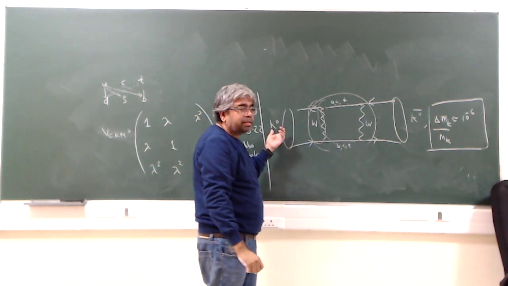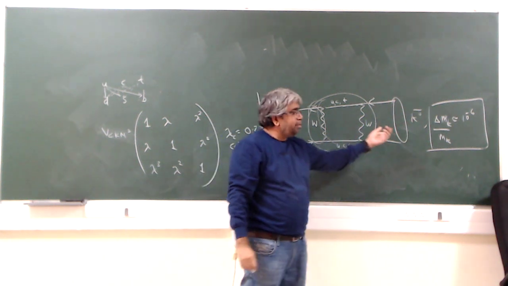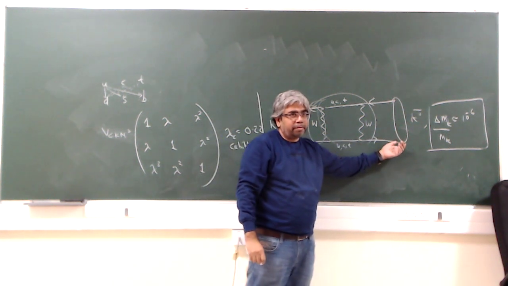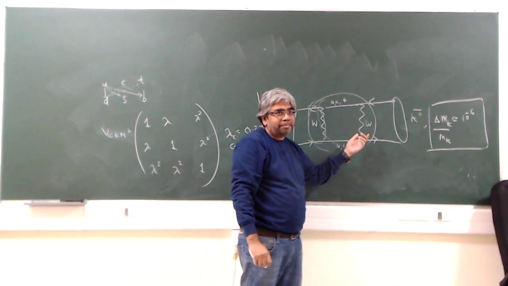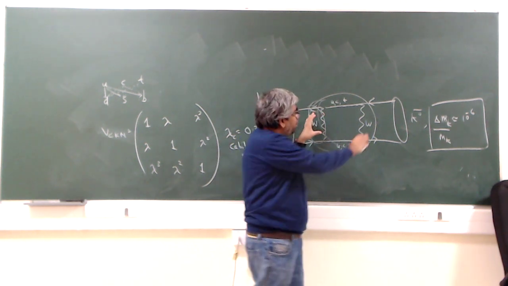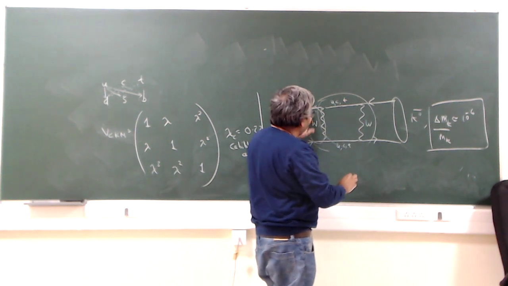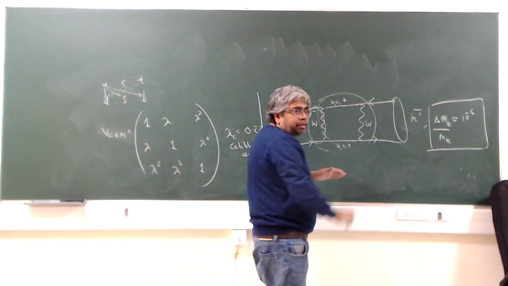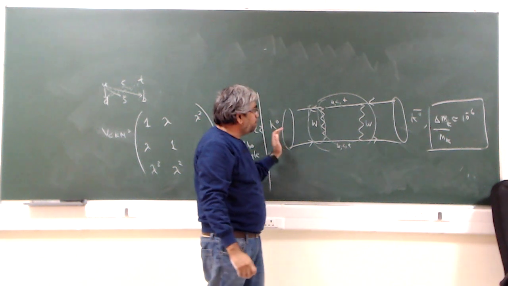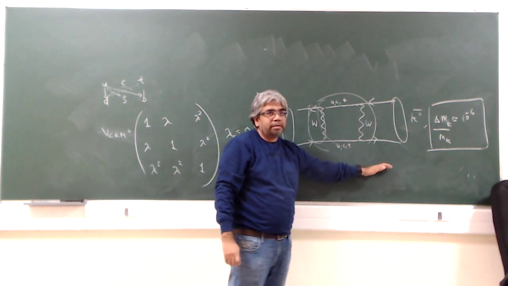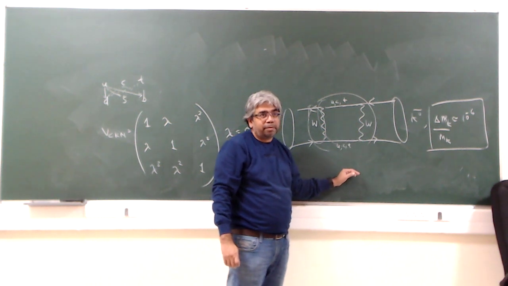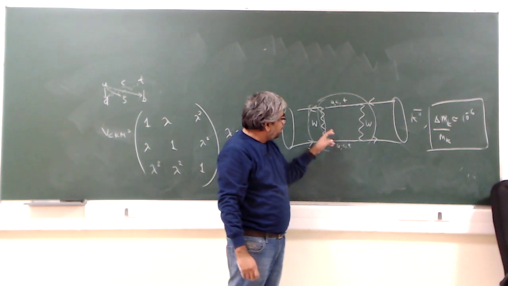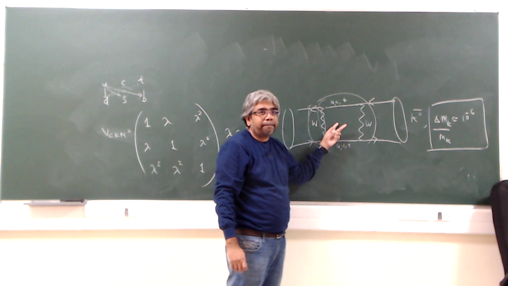Because at the end of the day, this is a K0 neutral particle. This is another neutral particle. So you can write currents in terms of two neutral currents. And if you condense the entire bubble, it's like a K0 wave function going to anti-K0 wave function through some interaction. And this interaction looks like a neutral interaction, but it's actually a charged current interaction deep inside.